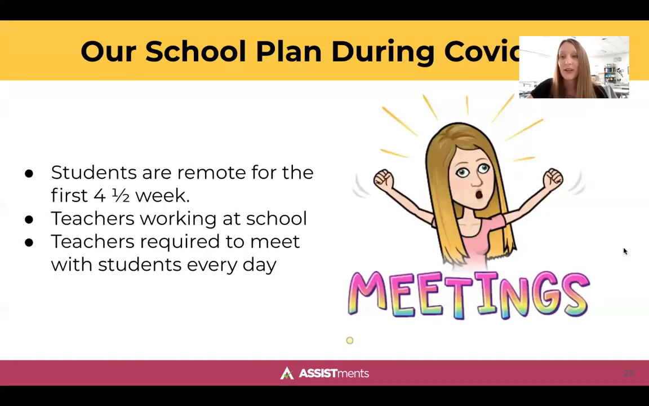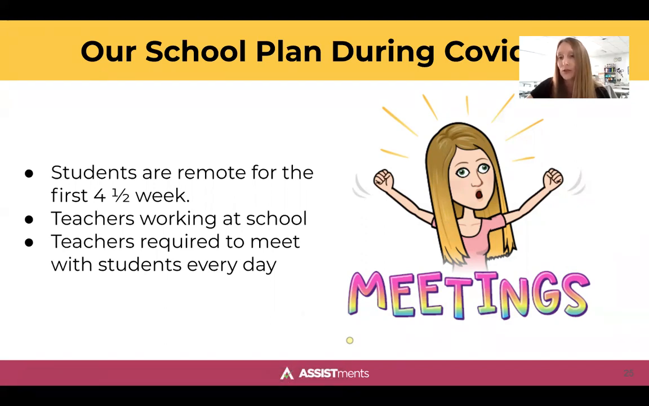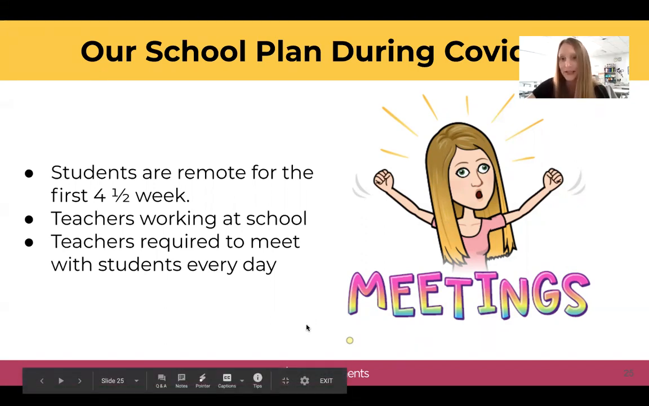Our school plan during COVID, so far, we are 4.5 weeks remote. Teachers come to work on a daily basis, and we hold Zoom meetings with children for at least 10 minutes. Sometimes they run a little bit longer. So we have a Core 1, Core 2, Core 3, Core 4 schedule. The kids get a break for lunch, and then we have an encore, and then I have a pride time or office hours where I have to answer children's questions and meet with them individually.